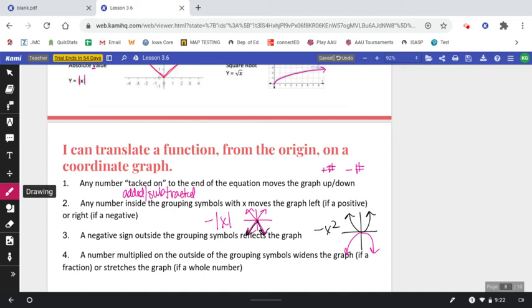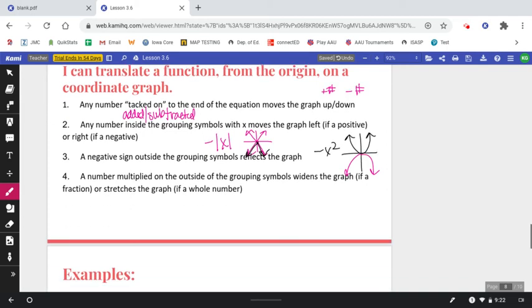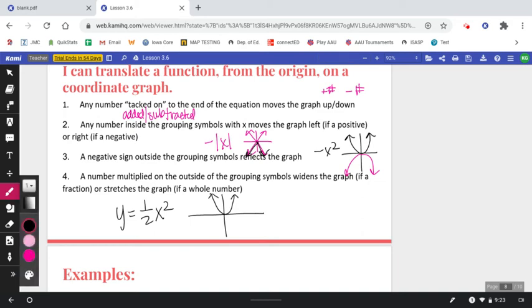Any number multiplied on the outside of the grouping symbols widens the graph if it's a fraction, or stretches the graph if it's a whole number. So if I would do y equals 1/2 x squared, the original one would look like this. And once I put the 1/2 in front of it, it actually is going to widen our graph. We call this a horizontal stretch.